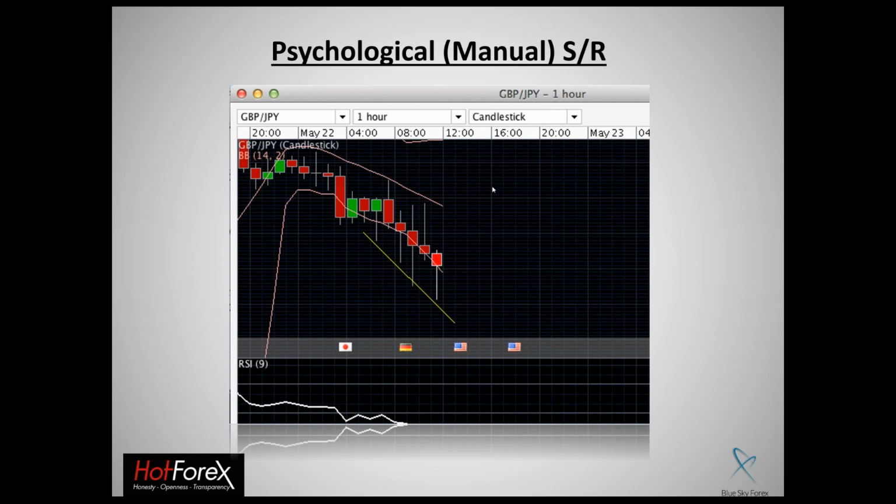Anyways, just a picture of drawing the manual support resistance lines. Trend line is one of the manual support resistance lines, which is considered a psychological line.